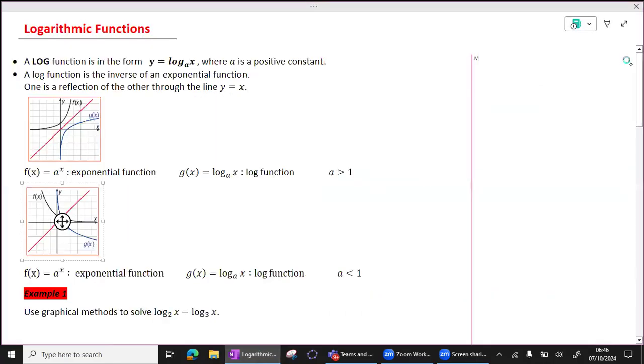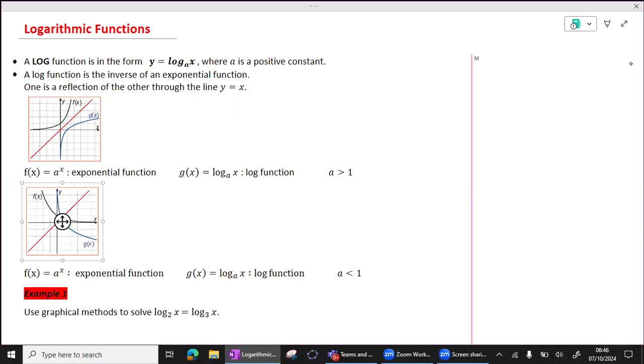Okay, so a log function is of this form: y is equal to the log of x to the base a, where a is a positive constant. So basically, that base is a positive number. A log function is the inverse of an exponential function. So we've seen this before as well. And one is a reflection of the other in the line y is equal to x. And again, we saw that in the exponential chapter.